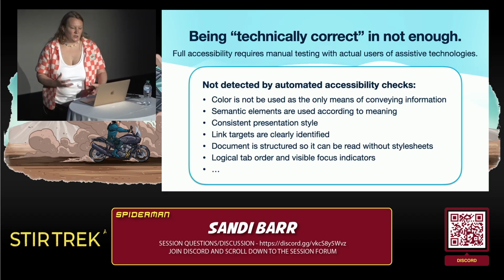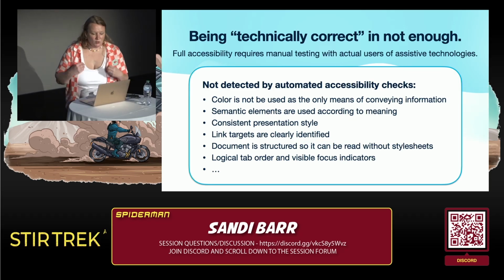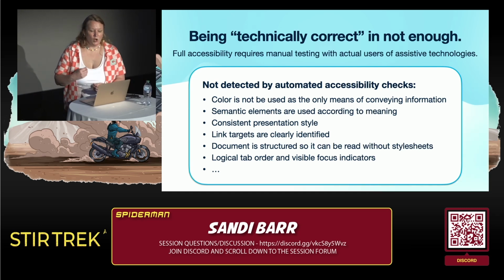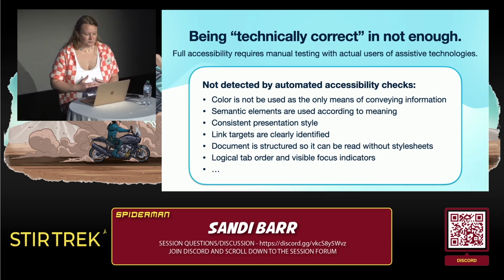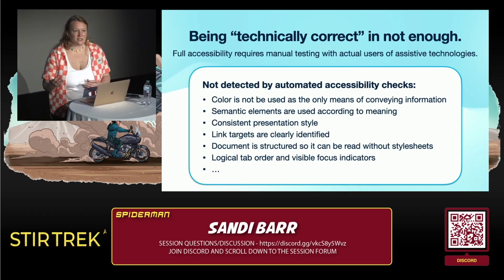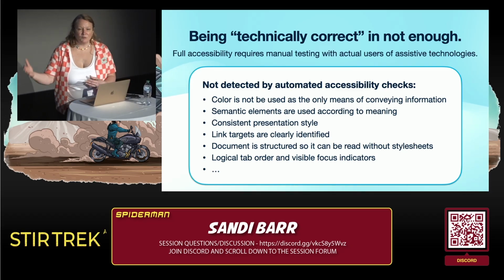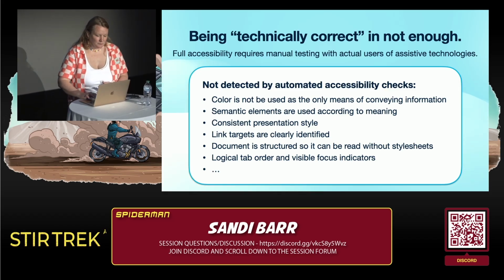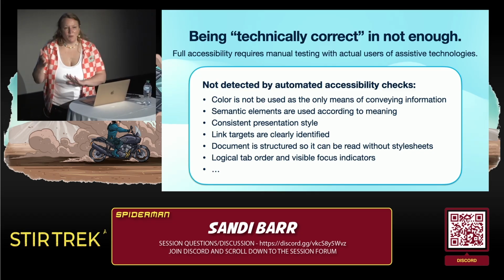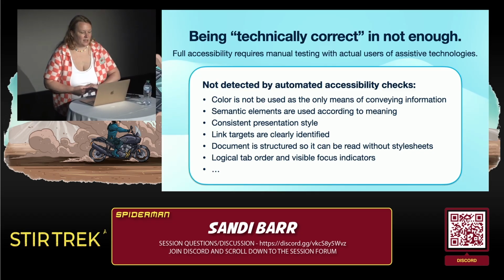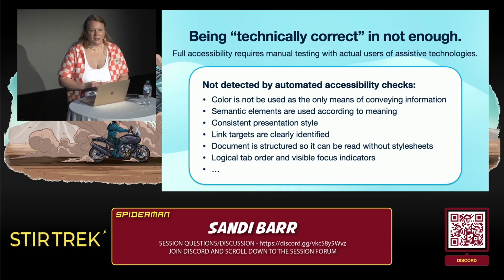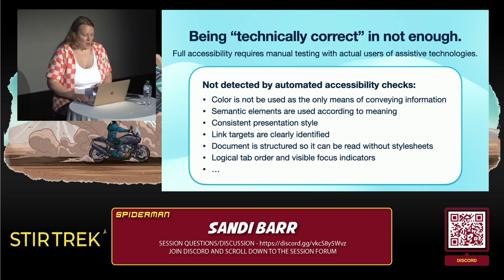When it comes to accessibility testing, being technically correct, though, is not really enough. Manual testing still needs to be performed to ensure that you're using semantically correct code. This can't be fully detected automatically. All interactive elements must be accessible with a keyboard, and you need to arrange your content in a logical focus and reading order. So some of these things need to be checked by manual testing, like that your link targets are clearly identified, that your document is structured appropriately and can be read without style sheets, and so on.